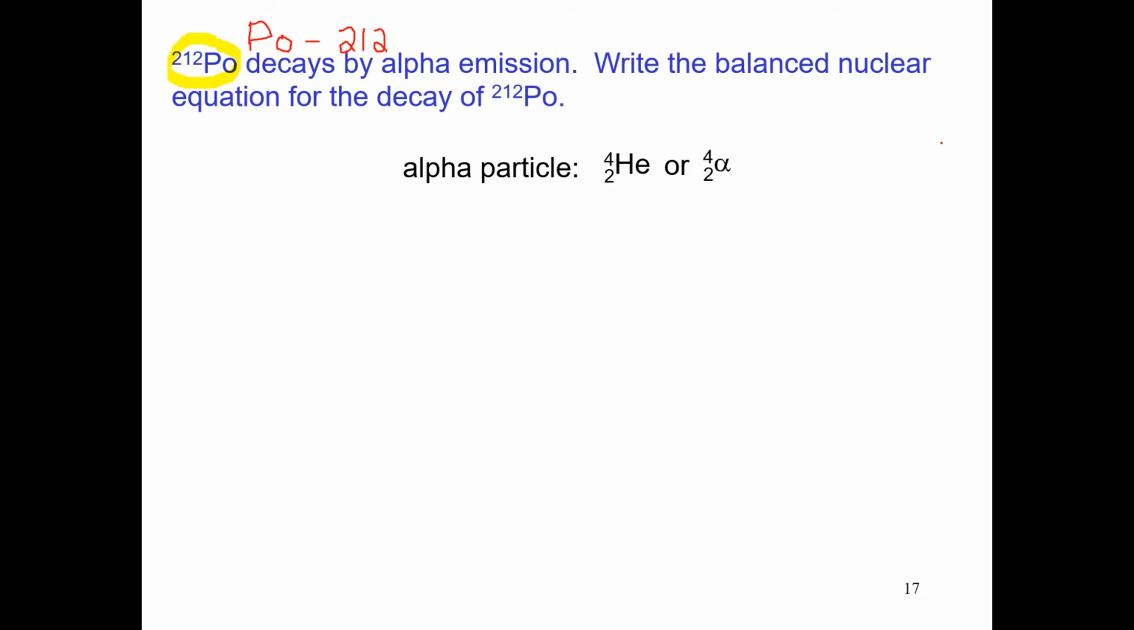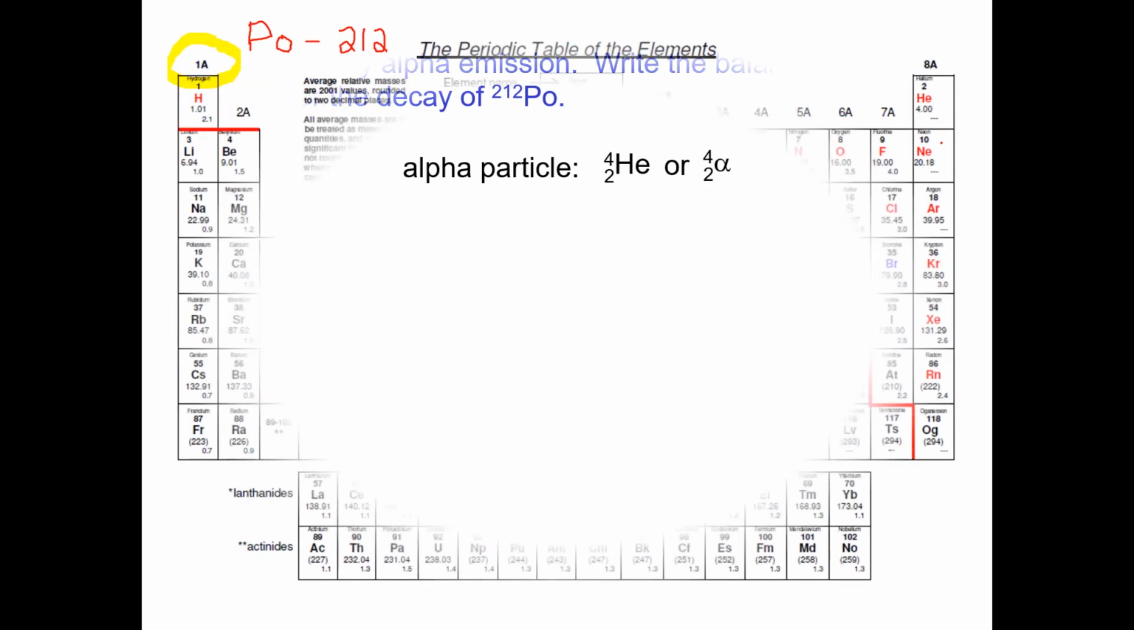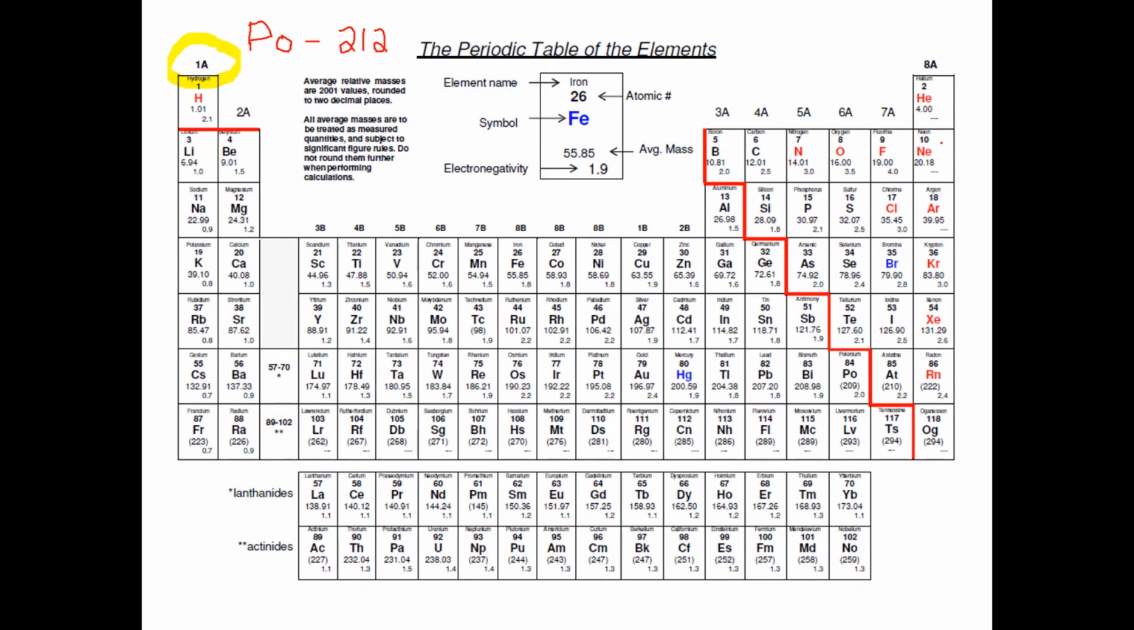Now we need to find out what this polonium is, because in order to balance the nuclear equation, we need to know both its mass number and its atomic number. So we go to our good friend, the periodic table. We're going to find Po, polonium. There it is, and it says that it's atomic number 84. Notice that the average atomic mass of polonium is 209, and we have here one that's 212, right?